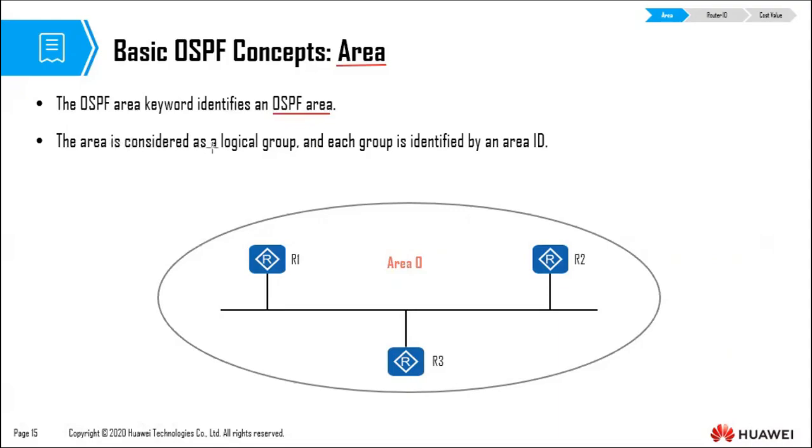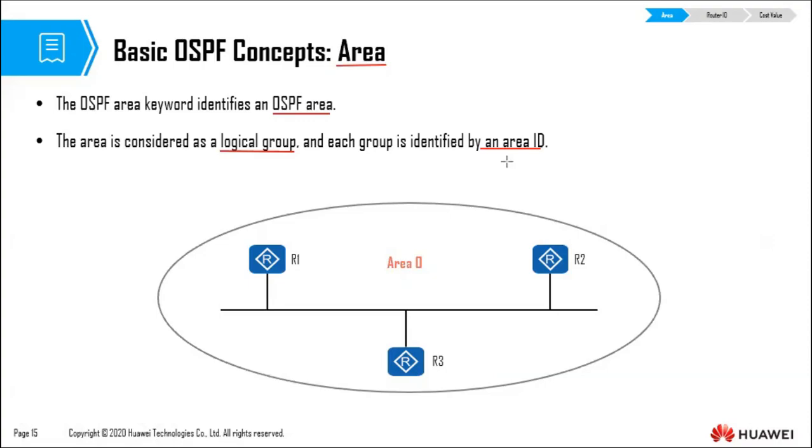So the area is considered as a what? Logical group. And each group is identified by what? An area ID. Is identified by an area ID. By logical group, it means physically you can have routers at different parts of your network, but you can configure them to belong to a particular area.